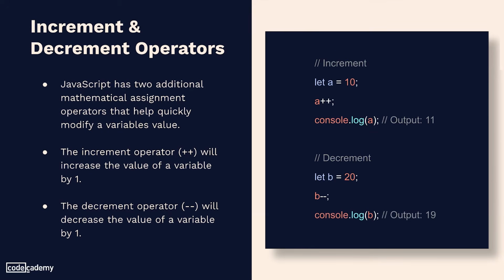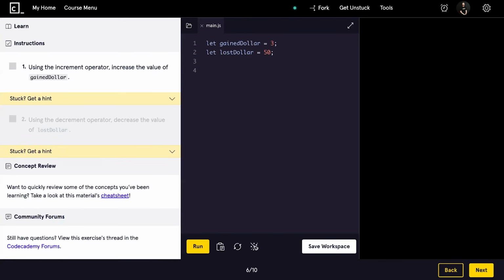Great. Now that we have covered the basics, let's switch over to the exercise and practice using these operators. This exercise has two checkpoints. Let's go through them. The first checkpoint says the following. Using the increment operator, increase the value of gained $. Alrighty, we'll go over here, do gained $++. Go ahead and run our code, and we've successfully passed.